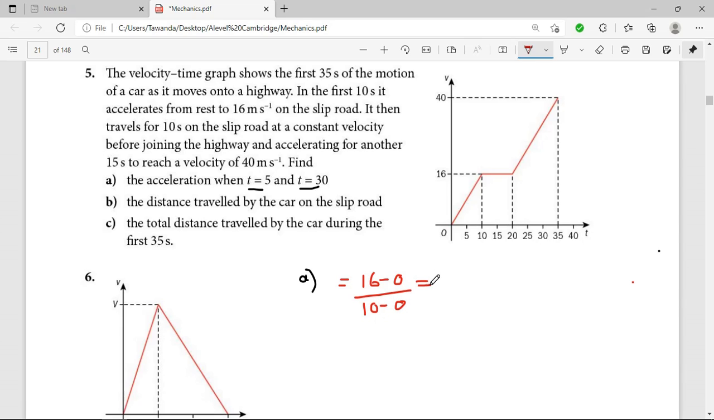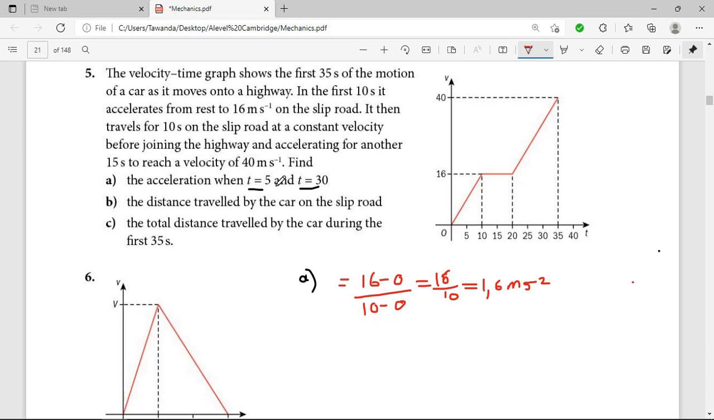So which is 16 over 10, and 16 over 10 we are going to get 1.6 meters per second squared. Don't forget to put your correct units.